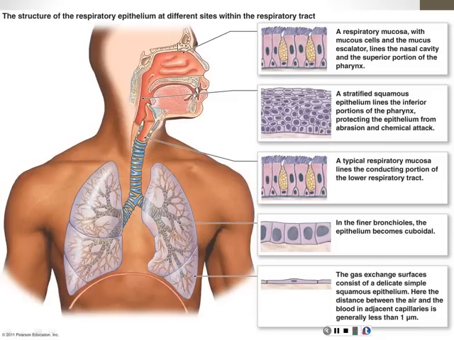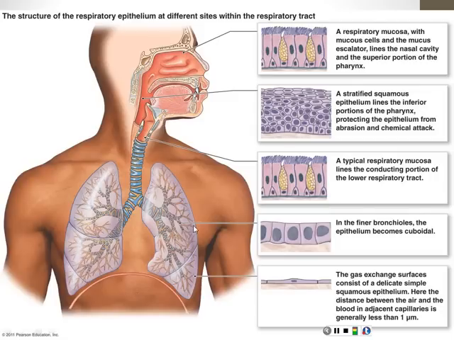So here's the nasal cavity up here, and then here's the oral cavity. Behind the oral cavity is the pharynx. Because the pharynx deals with food, liquid, and air, it has a different epithelium. It has a stratified squamous epithelium instead. So here the epithelium is a little different. But then we get into the trachea, and it goes back to our friend pseudostratified.